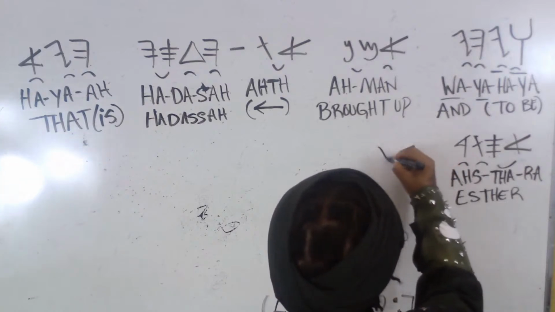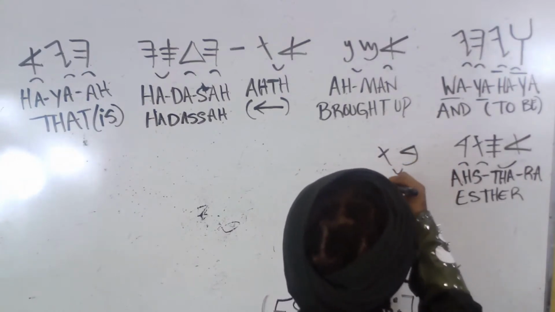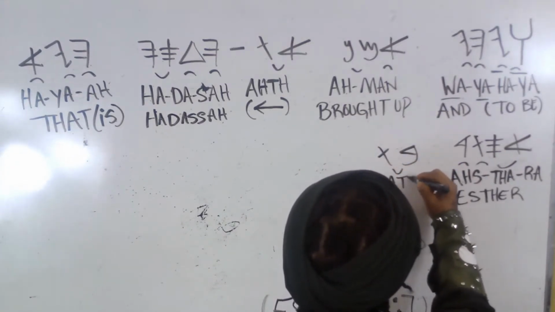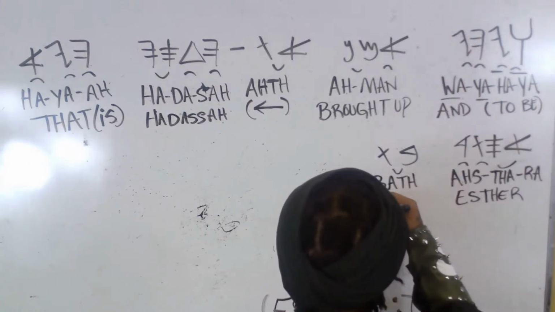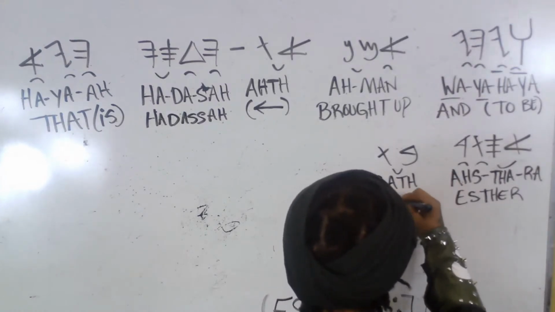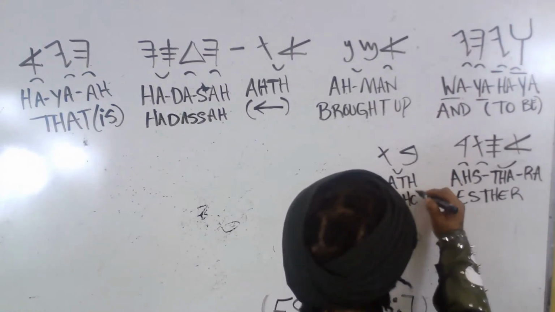The next word is Bat, B-A-T-H, not bad, but Bat, and it means daughter. Okay?